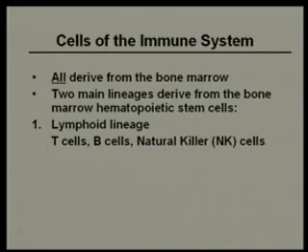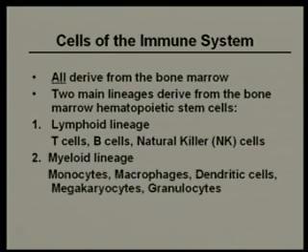In addition to the lymphoid lineage, there is the myeloid lineage, and these are primarily the monocytes, macrophages, dendritic cells, the megakaryocytes, and the granulocytes. And we'll talk a little bit more about the macrophages and dendritic cells. And in particular, we'll talk about their abilities to present antigens to the T cells.